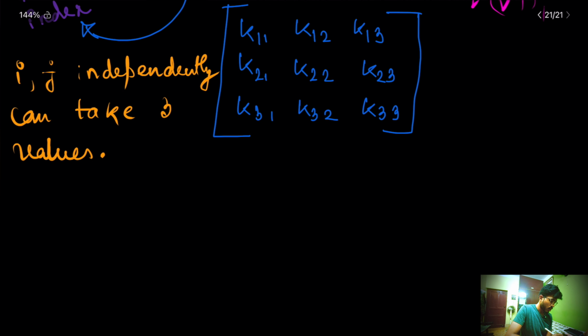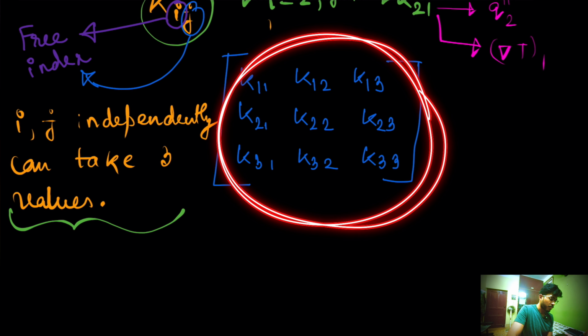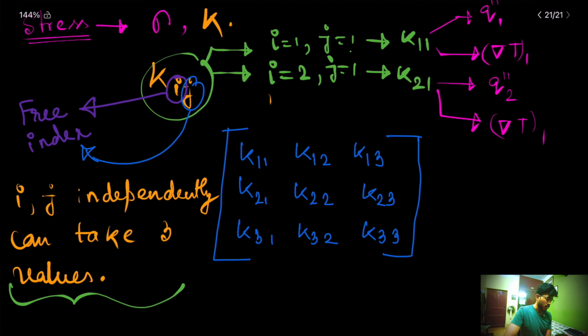So that directly means that for each value of i, how many values can j take? 3. So for 3 values of i, how many pairs of ij are possible? That is 9. So that is why you see that we have 9 components here, 9 components for k. Okay. Similarly, if we have something, I am just calling the actual name, it is called a permutation tensor.